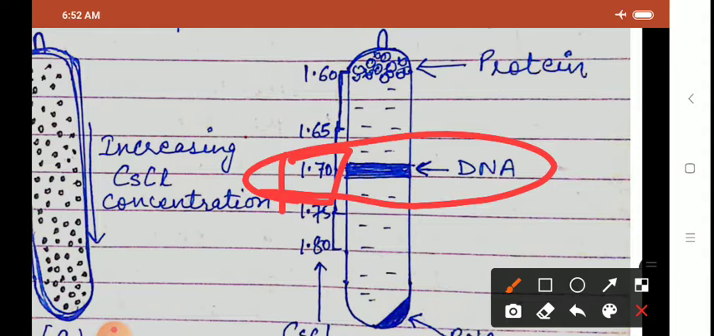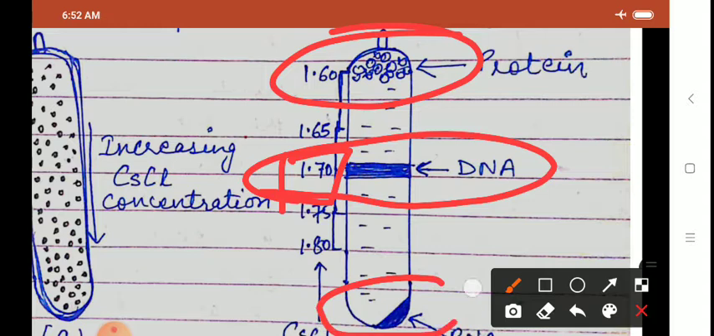Why is DNA not coming down after spinning? Because the ion density of DNA is 1.7, and at that place, the ion density of cesium chloride is also 1.7. So it cannot come down. And proteins being lighter in weight will float at the top. You can see here. RNA will settle at the bottom. So at the same time, all the three get separated.